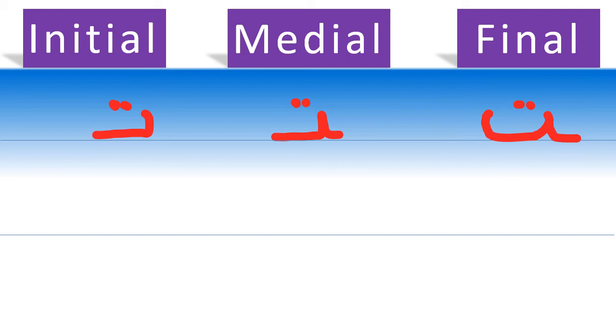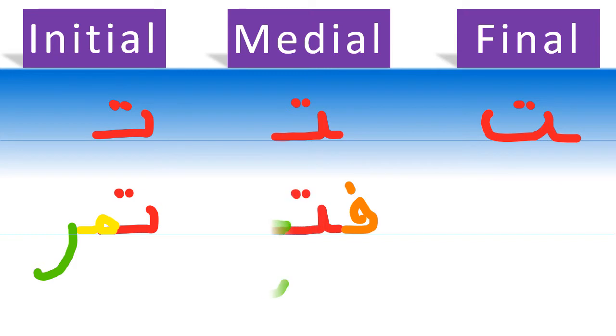Now here is an example about the initial position of the thaa. This is the word tamr, thaa, mim, ra, which means dates, the fruit. And here is the medial position of the thaa. It's the word fatah or fath. It can be pronounced in two ways. The first is the thaa, the second the thaa, and the last letter is the ha.